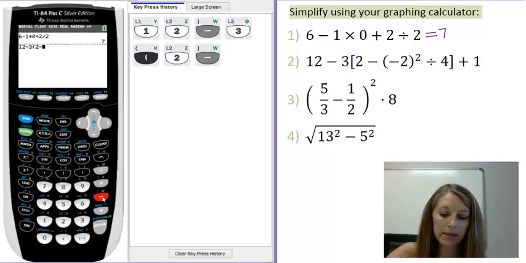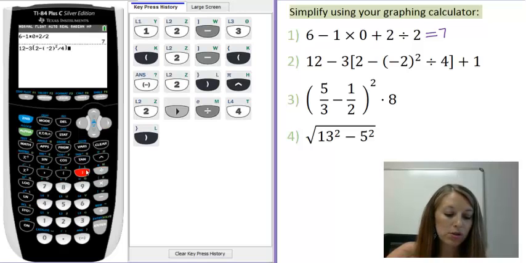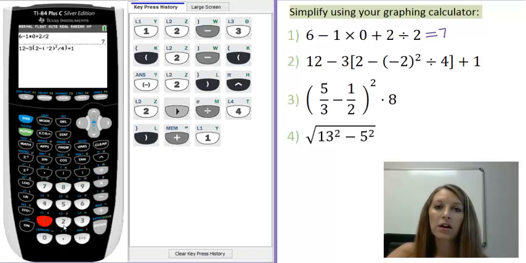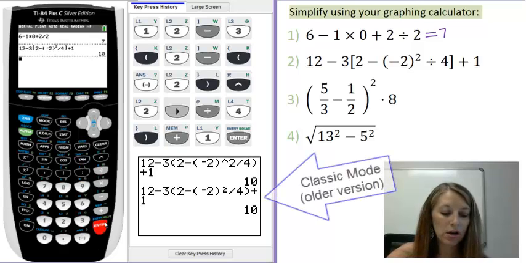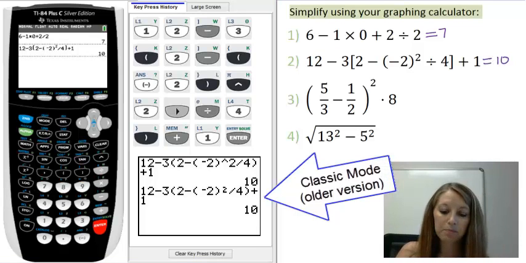2 minus, open another parenthesis, negative 2, close the parentheses, squared, or you could have just pushed the second power button over here. Divided by 4, close the parenthesis to close the square button, and then plus 1. Again, your calculator interprets this in the correct order, so all we have to do is hit enter, and we figure out the correct answer to this problem is 10.